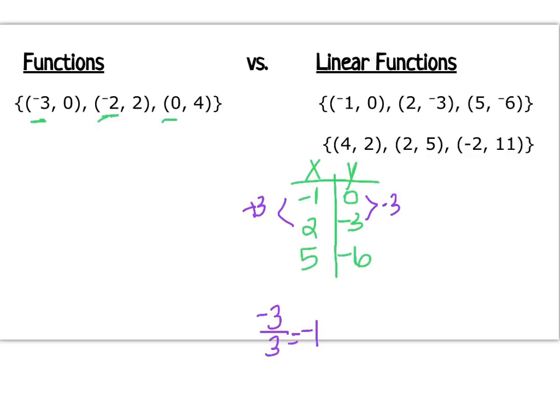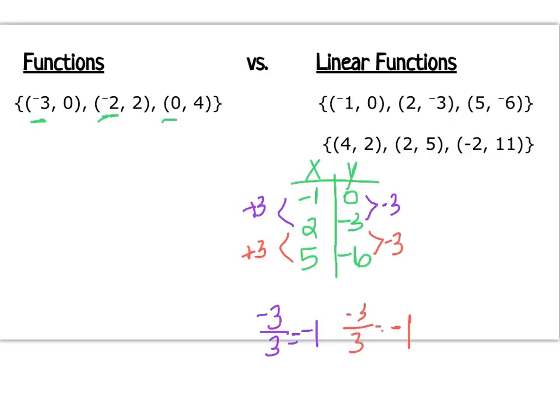which gives me -1. If it's a linear function, the next set of ordered pairs would have a constant rate, a slope of -1. So the -3 to -6 is -3. From 2 to 5 is +3. So same ratio, -3 over 3 is -1. So that's increasing or decreasing at a constant rate, which means it's linear.